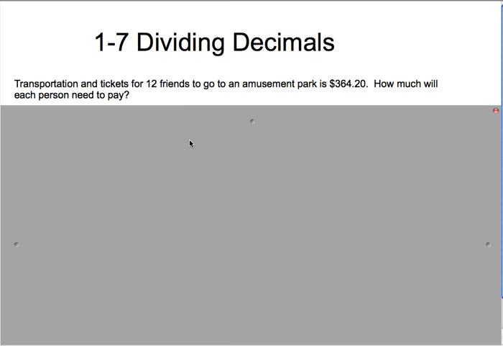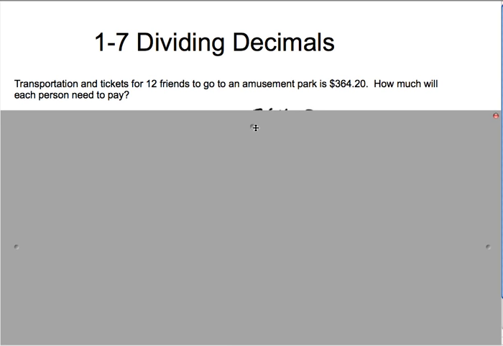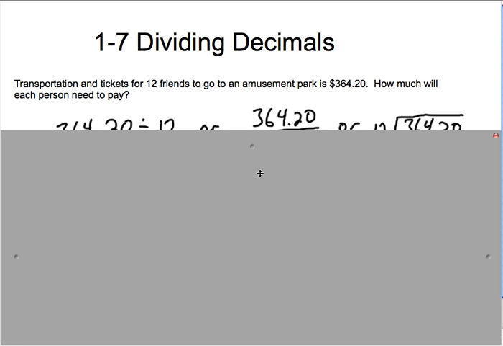This video will cover dividing decimals. Let's say you have some friends that want to go to an amusement park. Transportation and tickets for 12 friends to go to an amusement park is $364.20. How much will each person need to pay? So this ends up being a division problem, and it's got decimals.